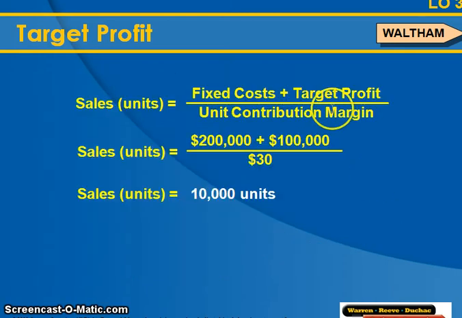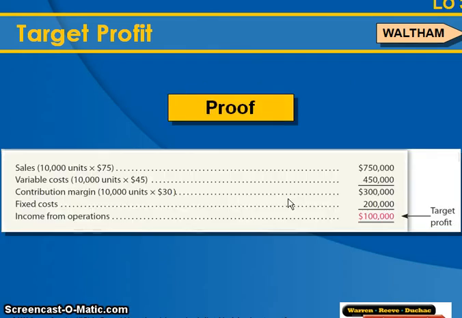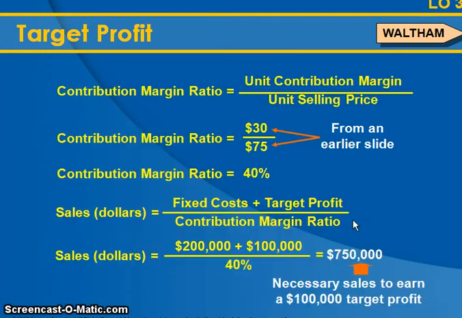So what we do is we take $200,000 in fixed cost plus $100,000 in profit, over $30 contribution margin, means we have to sell 10,000 units in order to achieve that $100,000 in profit. And you can throw it into the formula. You can look at it and prove it to yourself. Right here, sales minus variable costs gives you contribution margin of $300,000 if you're looking at dollars, minus $200,000 in fixed costs gives you $100,000 in income. There is your $100,000 in target profit you were hoping to achieve.